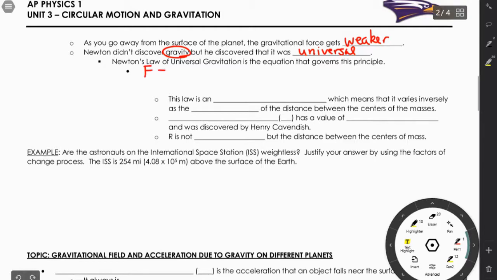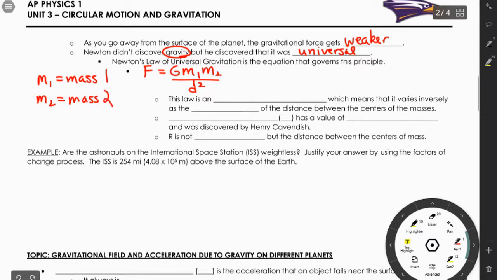And to calculate the gravitational force, we've already kind of talked about it when we did the factors of change example way back in the first video for this unit. So it's F equals G m1 m2 over d squared, where m1 is just simply the mass of object 1, m2 is the mass of object 2.